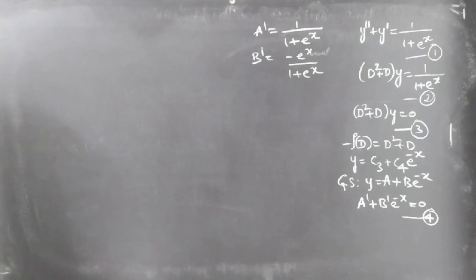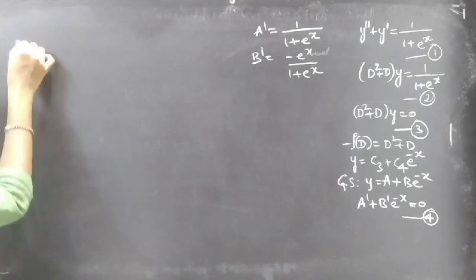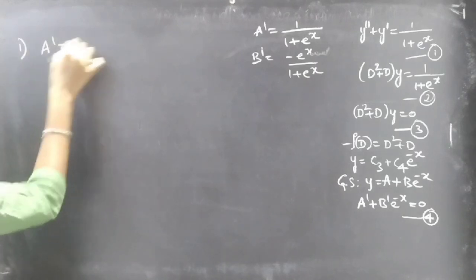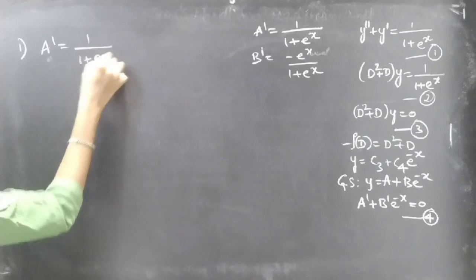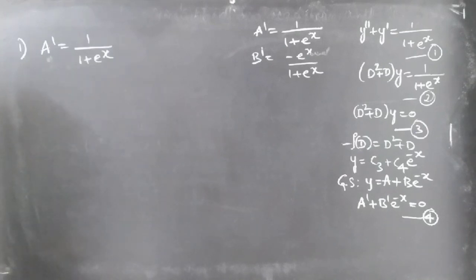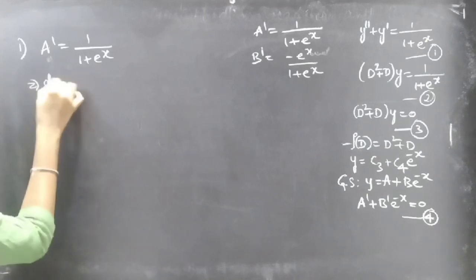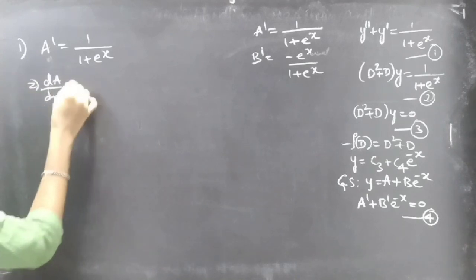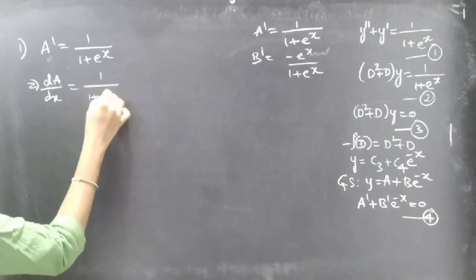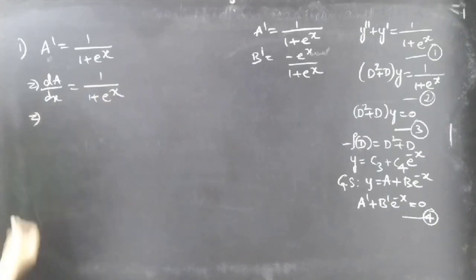Let's find a and b using a dash, b dash. First, we'll begin with a dash. We have a dash equals 1 by 1 plus e power x, right? Here a dash is nothing but the derivative of a with respect to x, equal to 1 by 1 plus e power x.